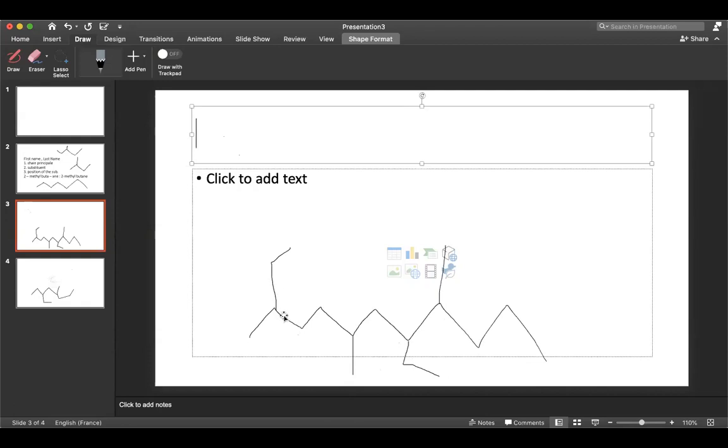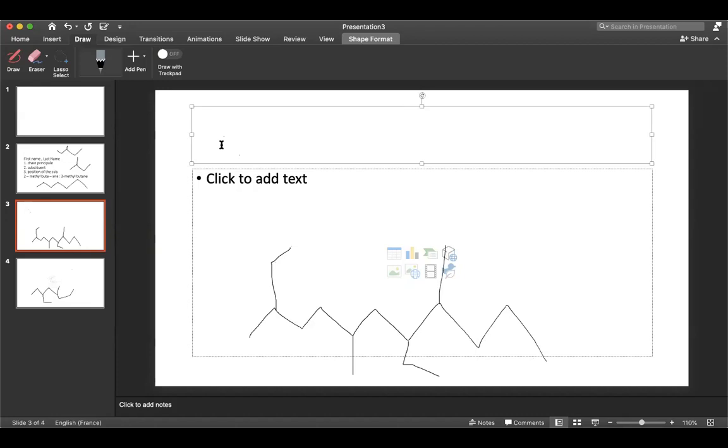1, 2, 3, 4, 5, 6, 7, 8, 9, 10. And 1 through 12. And the other one is 1, 2, 3, 4. So you find out that the longest continuous chain in this case is this one: 1, 2, 3, 4, 5, 6, 7, 8, 9, 10, 11, 12. Why? It's the one that contains the highest number of carbon atoms.